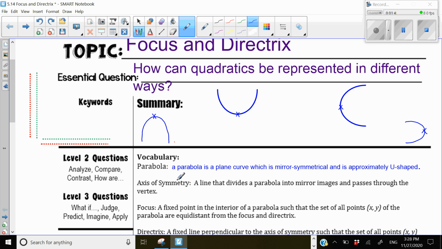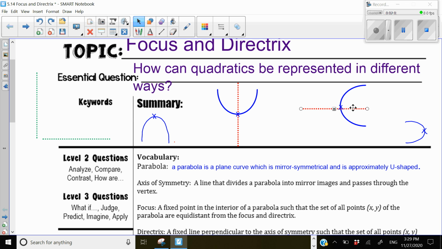Now, what is axis of symmetry? It's a line that passes through the vertex and divides it into mirror images like this one. The left and the right side are mirror of each other. Or for this one, it's going to be a horizontal line like this one. This is my axis of symmetry. It divides it into mirror images, the top and the bottom one.